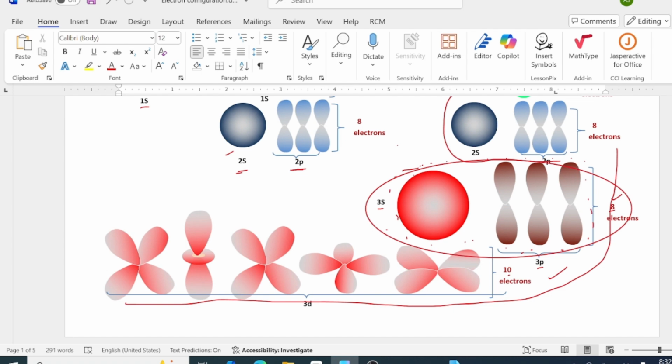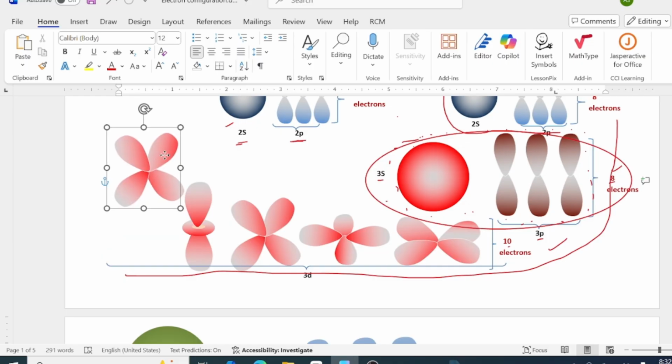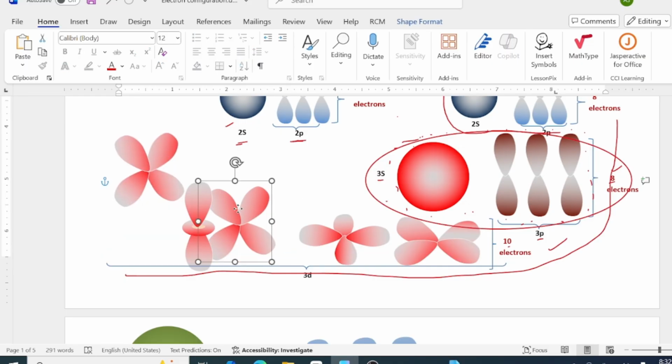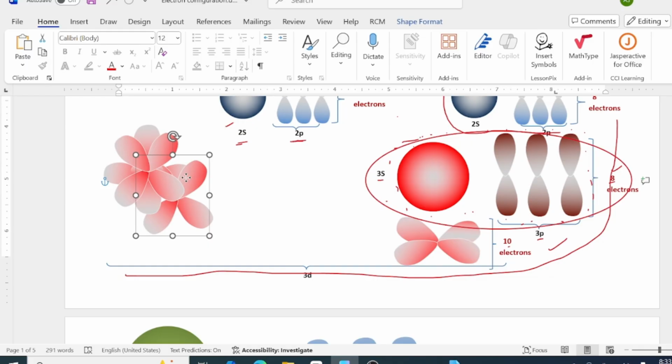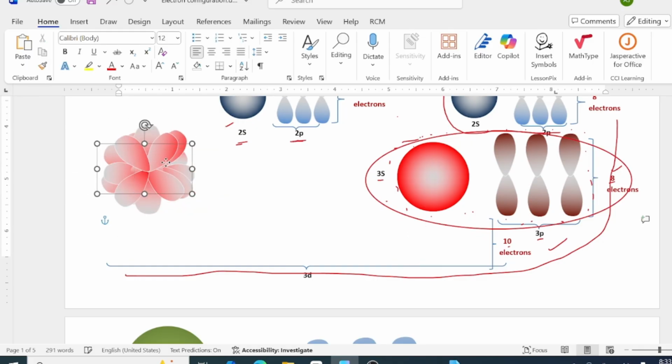But before we do that, I just want to point out something to you here. These d orbitals are not arranged like we have them here. They're actually grouped together around the nucleus of the atom. If you try to group these together, we can have something like this. So putting all the d orbitals together, we will have this ball of orbitals here.